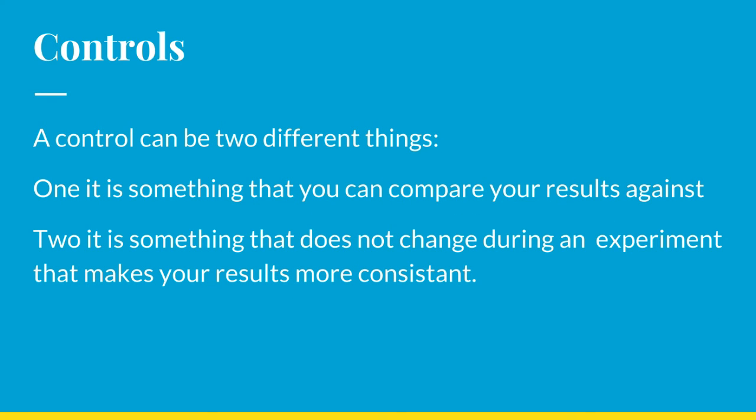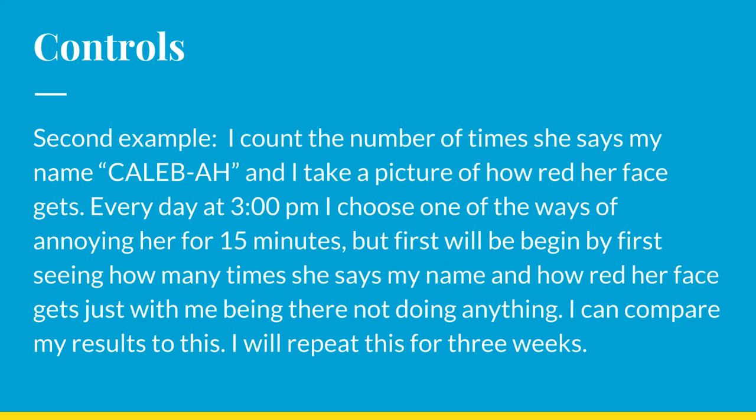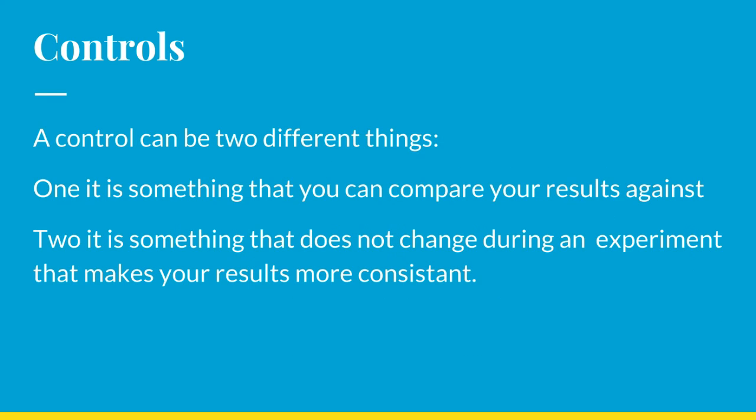Okay. The second one is that it's something that you do not change during an experiment, and it makes your results more consistent and more believable. For example, here, I do it every day at the same time. So we're just getting back from school, right? I do it for the same amount of time, for 15 minutes, right? And so this makes sure that I get consistent results. And these are what make experiments much better. So those are the two things that controls can be.